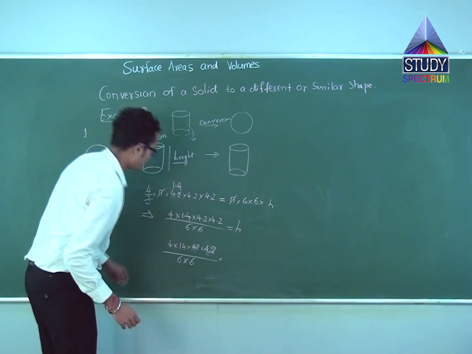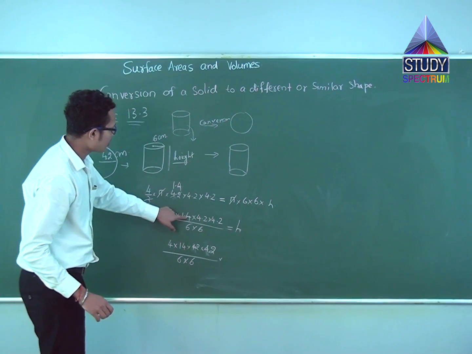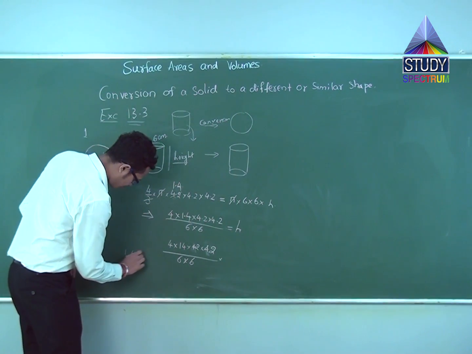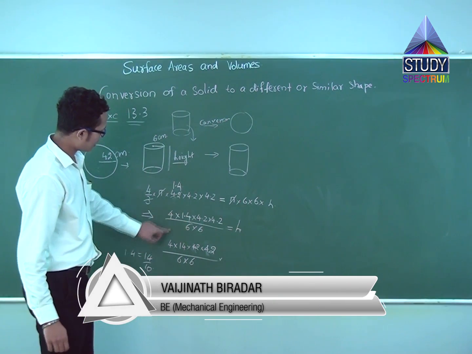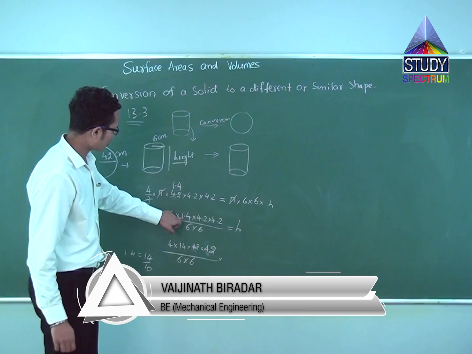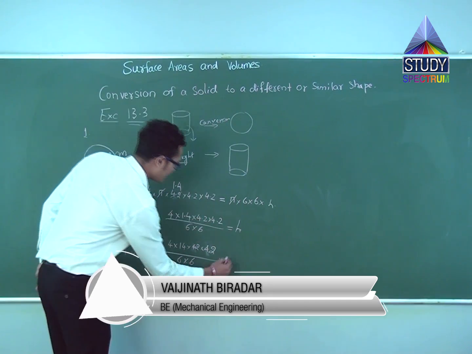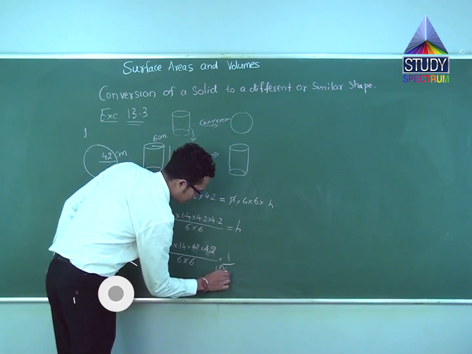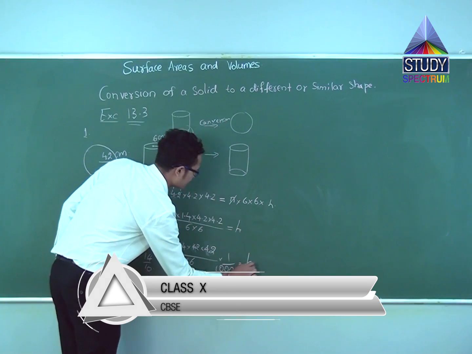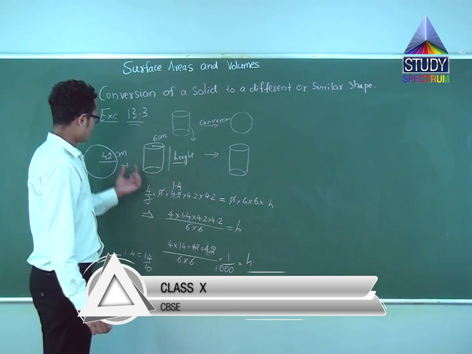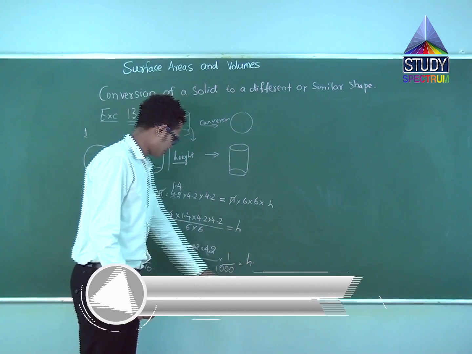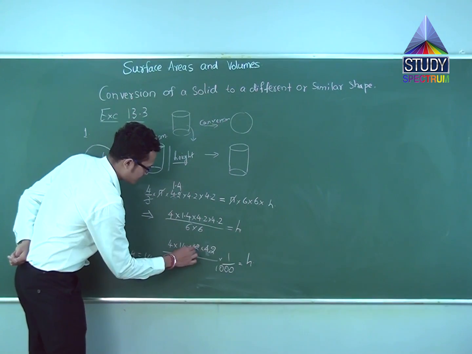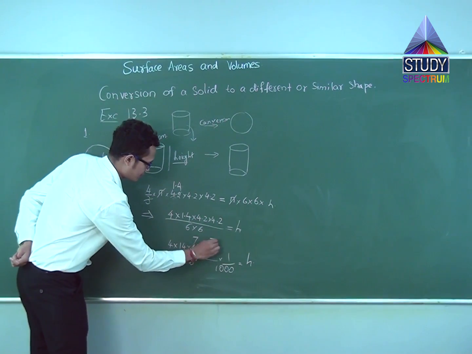This is multiplied by... see, what we did was 1.4 is equal to 14 by 10. So how many zeros are there in the denominator? 1, 2, 3. So divide this by 1000. It is equal to h. Now since the dimensions are in centimeters, you get the answer in centimeters. 6 times 7, 6 times 7.